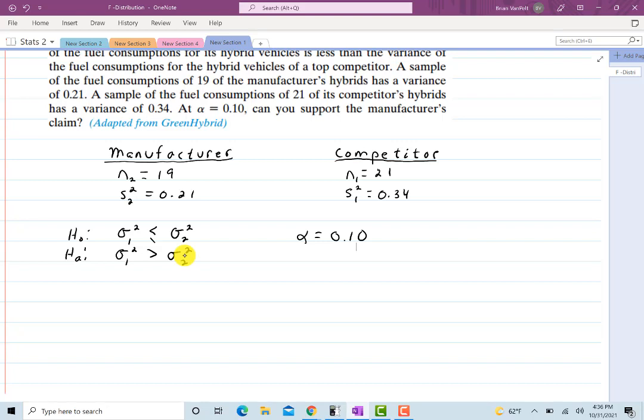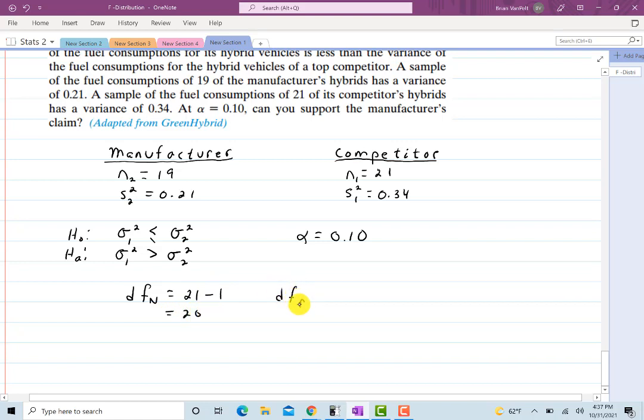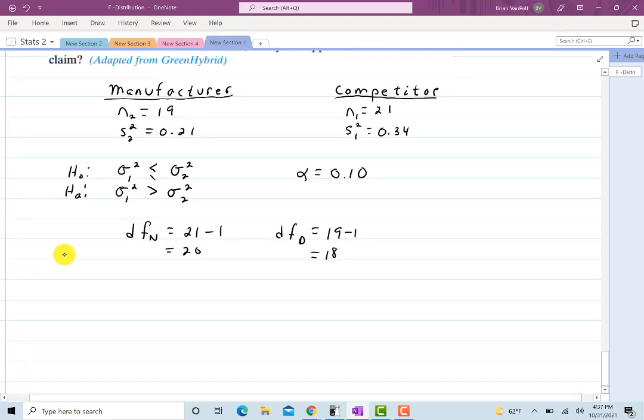So let's first look for the critical value. Let's see the degrees of freedom in the numerator. Remember, the ones go in the numerator. So that's 21 minus 1 equals 20. The degrees of freedom in the denominator, which will be over here, will be 19 minus 1, and that will equal 18. Alpha is equal to 0.10. Let's go ahead and find out what f sub 0 is.